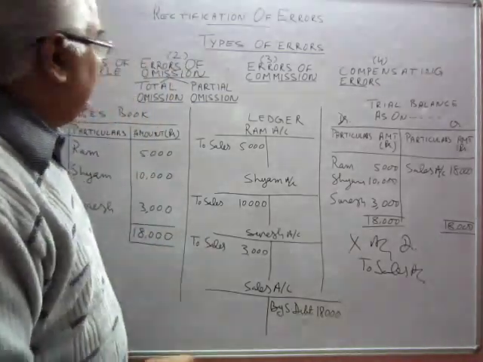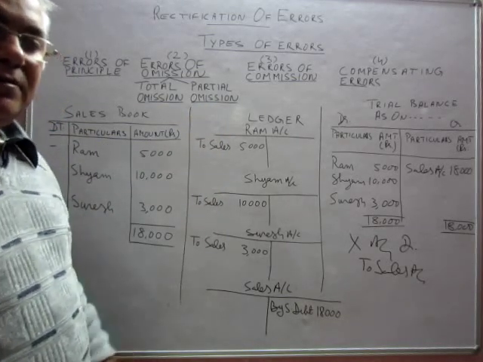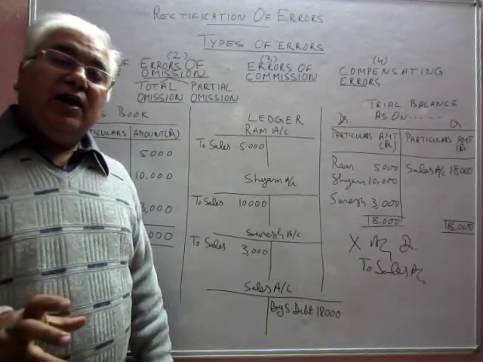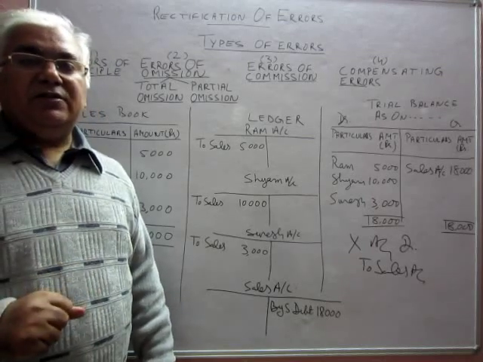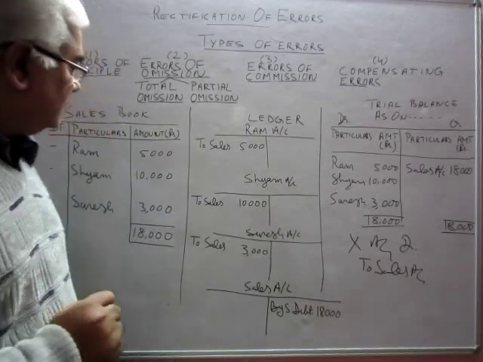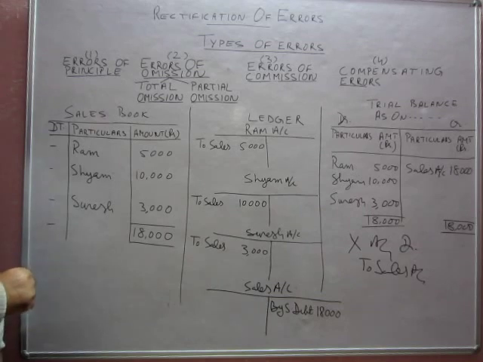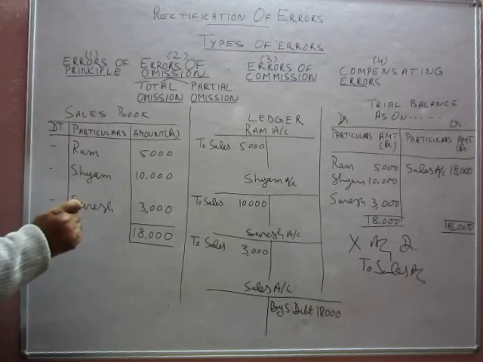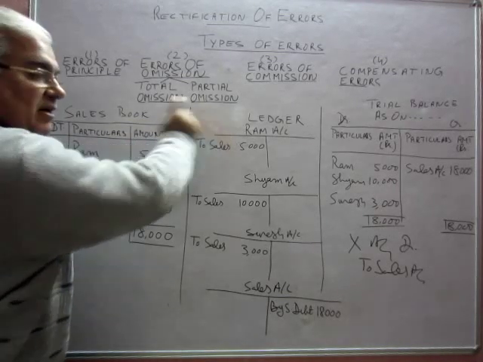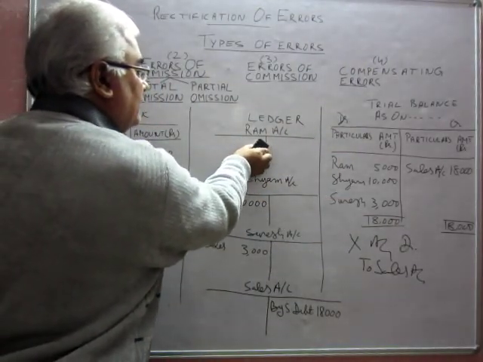Now we will come to errors of partial omission. Now what is this partial omission? Partial omission means you have recorded one part of the transaction but you have not posted it to the ledger. For example, we have sold goods to Ram for 5,000. We have recorded it in sales book, that is a book of original entry. But if by mistake we don't post it to Ram account, for example, we don't post it here.